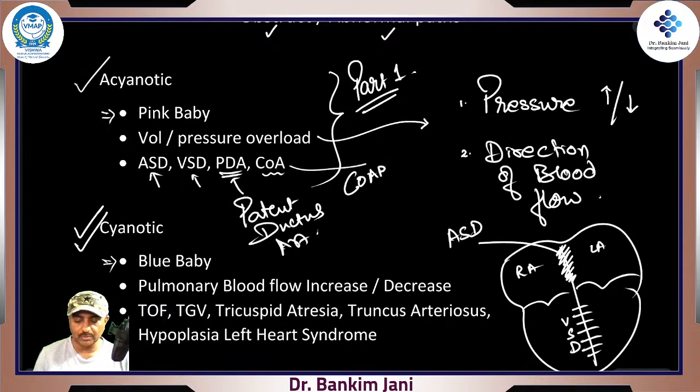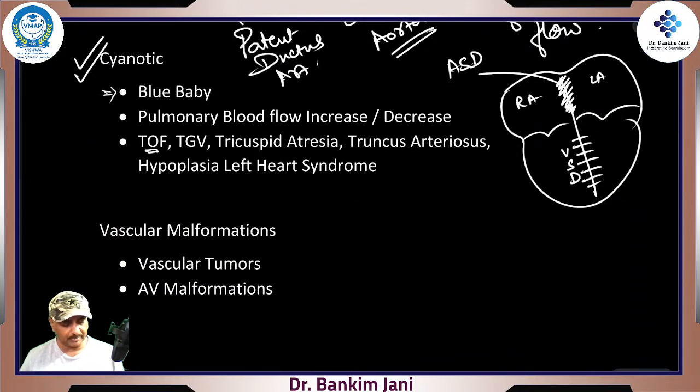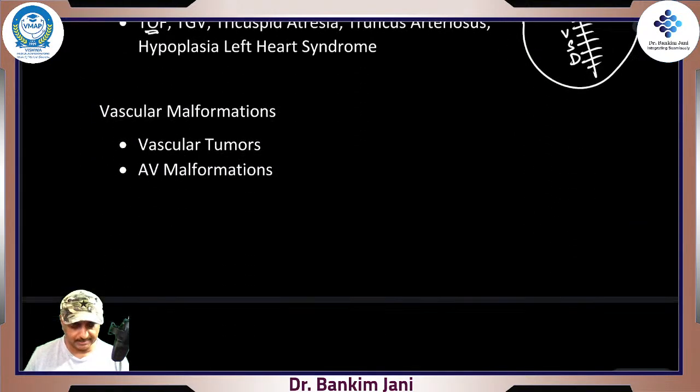And this one is the coarctation of aorta. Coarctation means narrowing. These are the four topics which we'll be covering today. The rest of the things, that is pulmonary blood flow, TGV, transposition of great vessels, tetralogy of Fallot, tricuspid atresia, truncus arteriosus, hypoplastic left heart syndrome, all those we'll be learning tomorrow. Once you have understood this, part two is going to become extremely easy. Then we'll be talking about some vascular tumors and AV malformations.